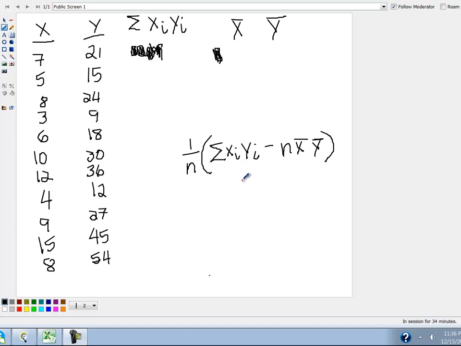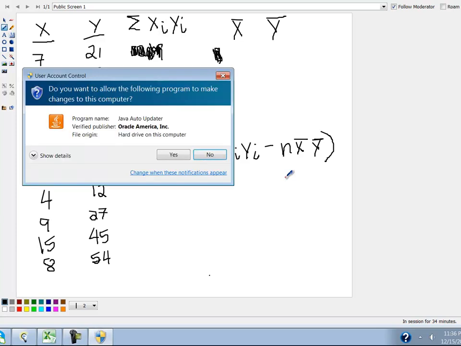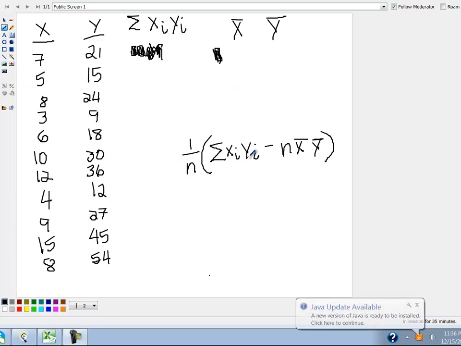The formula that you see down here at the bottom is called the workable formula. This is the formula that I'm going to use. It's the same formula in your book, it's just a different variation of it. So we need to calculate the summation of xi yi minus n times the mean of x, the mean of y, and this is going to be multiplied by 1 over n. N is the total number of data values that we have, paired data values rather.